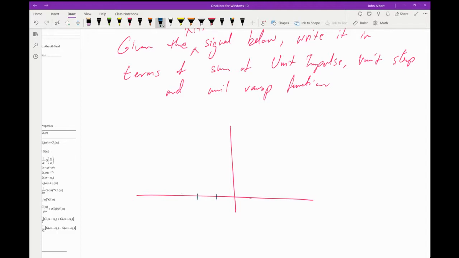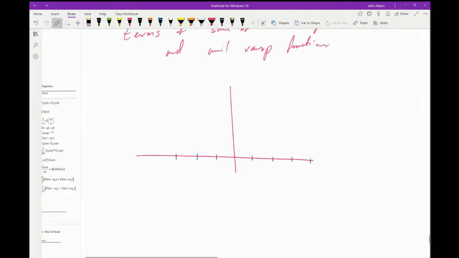1, 2, 3, 1, 2, 3, 4. There are several examples like this, by the way, in the book. Minus 4, minus 3, minus 2, minus 1, 1, 2, 3, 4, and this is x of t. And x of t looks like this.